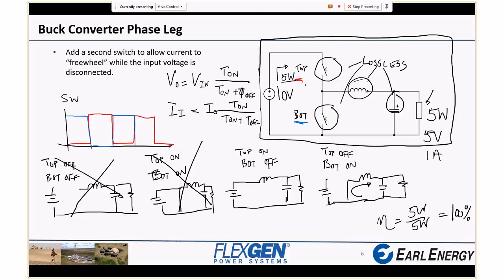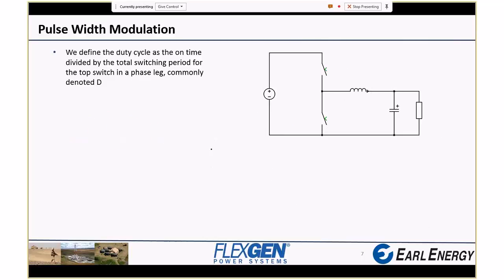So let's talk a little more about this part of the equation, because everything I did here assumed the input was twice the output, and that made certain things happen. I've been saying that part of the equation is T on over T on plus T off. We will define that as a duty cycle D, and that applies to the top switch.